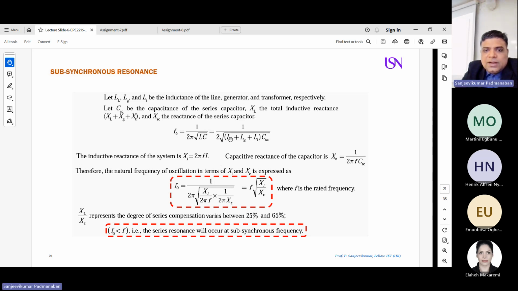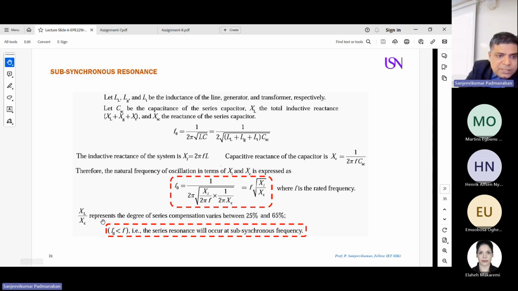Then from this formula, further I can substitute and extend by values like XL is 2 pi FL, XC is 1 divided by 2 pi FC. When I substitute all these in this equation, it becomes 1 divided by 2 pi root of XL divided by 2 pi F into 1 divided by 2 pi XC. Further, if I simplify this equation, it becomes F root of XL by XC. So this is the formula for calculating the rated frequency of a subsynchronous. It's very important because, for example, if your frequency is less than the subsynchronous, the series compensation will occur at subsynchronous frequency. That's very important.